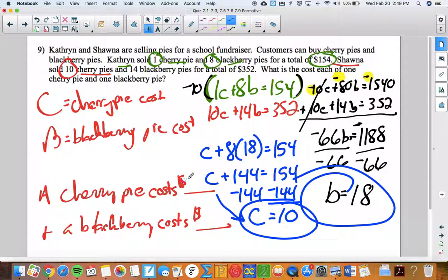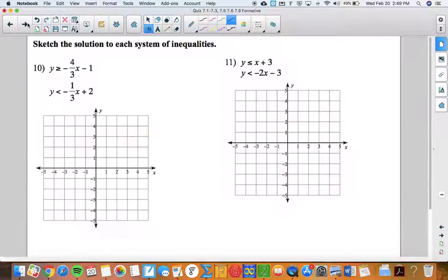So now I can write my complete sentence answer. The cherry pie costs $10 and the blackberry pie costs $18. Yahoo!